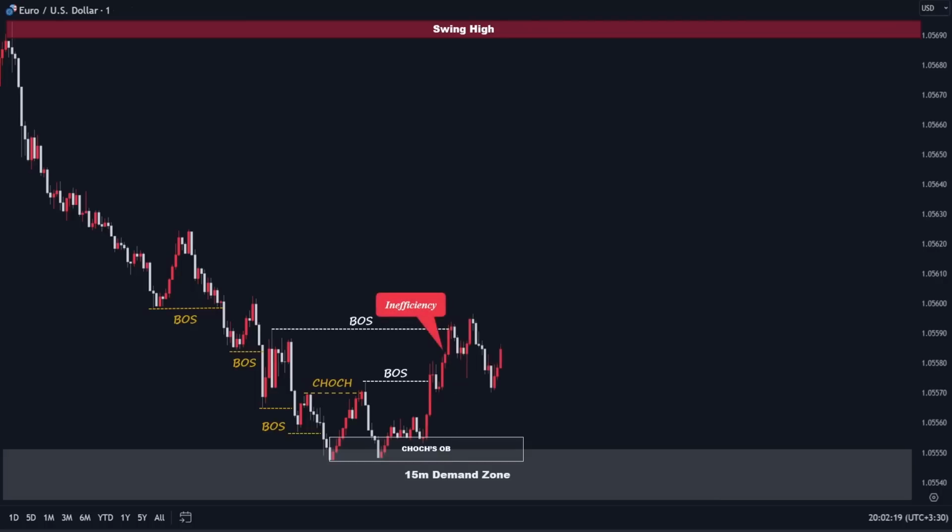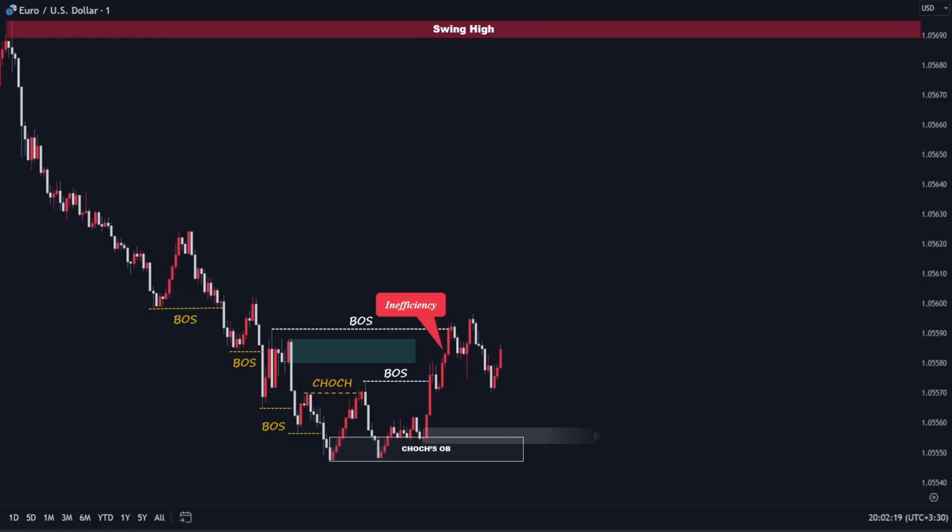As you can see, after mitigating the change of character's demand zone, the price rapidly pushed to the upside with significant inefficiency, creating two successive bullish break of structures. Additionally, the price broke out of this 1-minute time frame supply zone. Next, we identify the demand zone associated with the recent bullish wave. Also, price formed equal lows above this new demand zone, which is generated by the bullish break of structure.